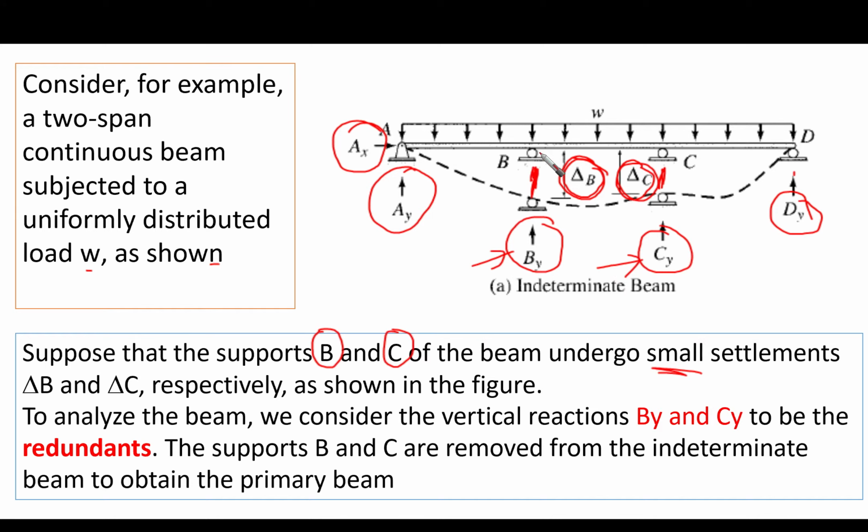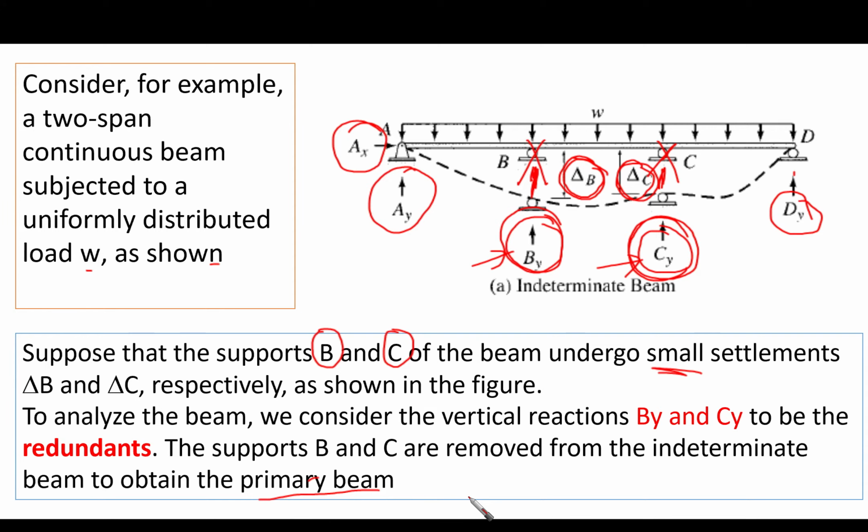So our consistent deformation is going to be like removing this restraint here and saying that some settlement is going to take place, and the redundant is going to be used in order to maintain equilibrium at these 2 points. Thus supports B and C are removed from the indeterminate beam to obtain the primary beam. So we need now to see what is the primary beam that we are going to talk about.